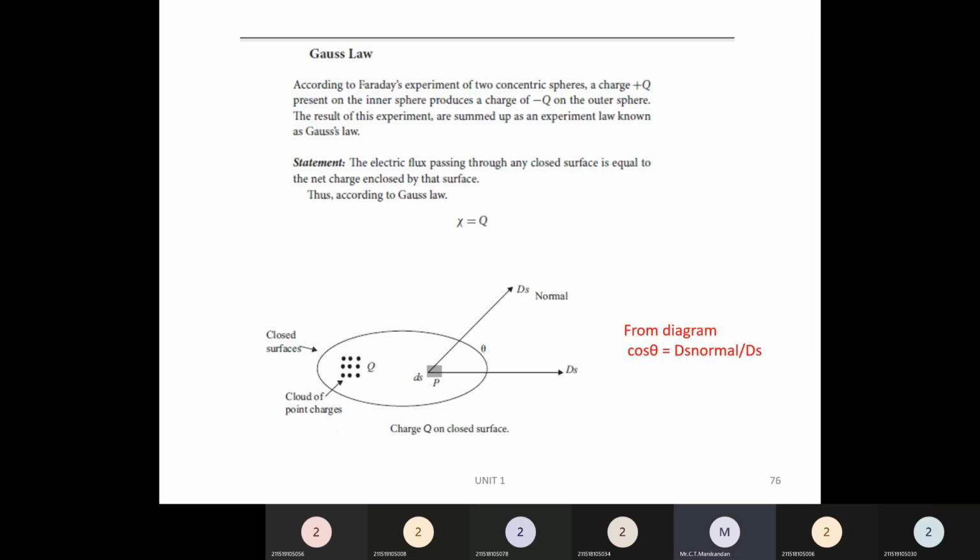Now the famous law, you know about that, Gauss law. What does Gauss law state? The total electric flux passing through any closed surface is equal to the net charge enclosed by that surface. That's what I have shown in the diagrammatic representation: we have a cloud of point charges Q, which is equivalent to the net flux.